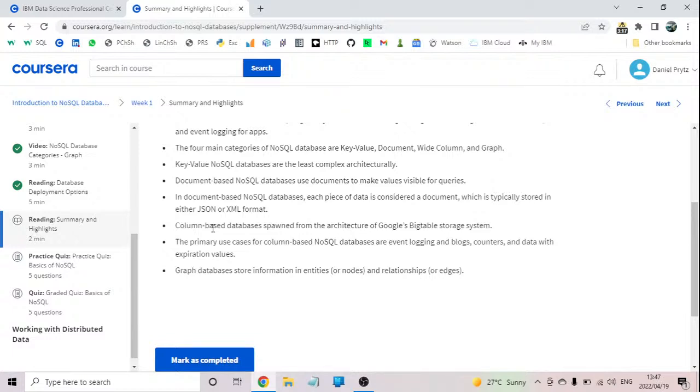Each piece of data is considered a document, which is typically stored in JSON or XML. Okay, XML format. Right, anything more? Column-based databases spawn from the architecture of Google's Bigtable storage system.